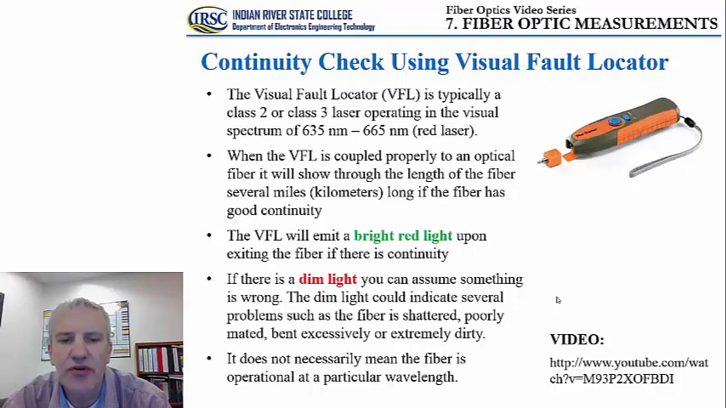It does not necessarily mean that the fiber is operational at a particular wavelength if this type of test is successful. It's just an indication. You can even call it a sniff test, a basic test that may indicate certain issues on the fiber. If the result of the test performed using the visual fault locator is successful, it still does not mean that your fiber optic link is good and is going to meet certain standards. So you have to perform further measurements. In a sense, a continuity check is just a test that would, in a quick and efficient way, point out certain major issues on the optical fiber.